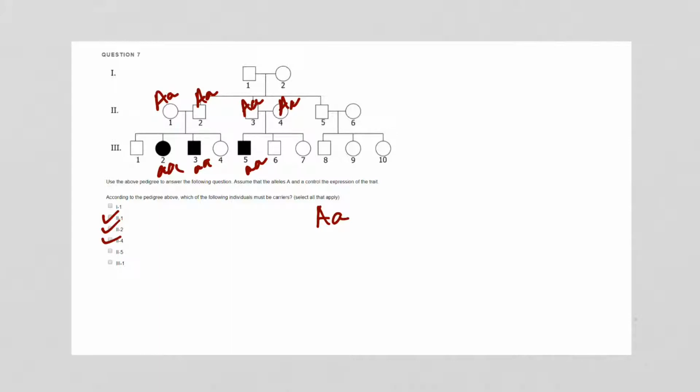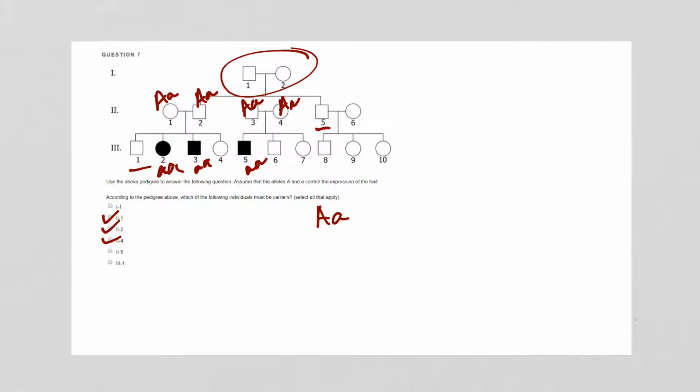Up at the top, one of these individuals would have to carry it, but we don't necessarily know which one. So we can't say that one of them must be. It could be number 1-1, it could be number 1-2. If we look at these over here, again, we don't know anything that's showing us that they must be a carrier.